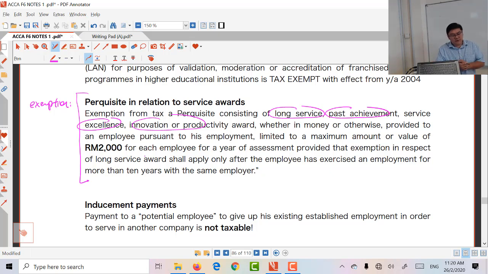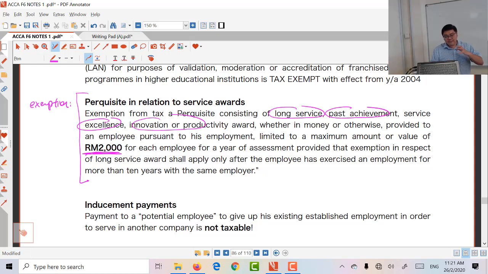Awards can come in many forms. For example, some companies encourage the staff to be punctual. They say, if you don't come late throughout the whole month, you get an extra 100 ringgit. So it's actually an award. The staff says, wow, if I'm punctual for the whole month, I get extra 100 ringgit. What can you do with that 100 ringgit? You get an exemption, because an award is given an exemption up to 2,000 ringgit a year. So if every month you're punctual, you get 1,200.